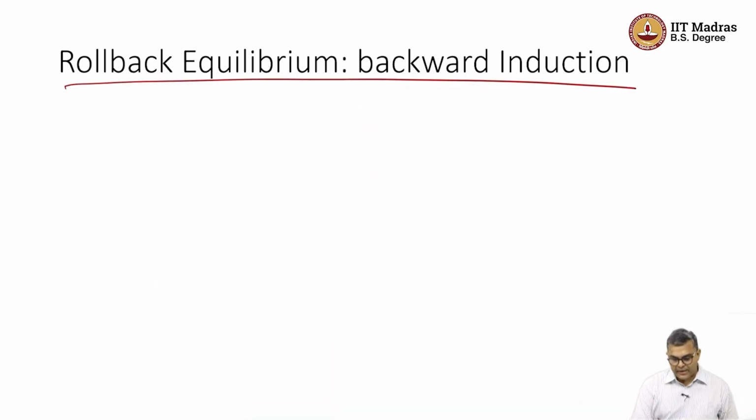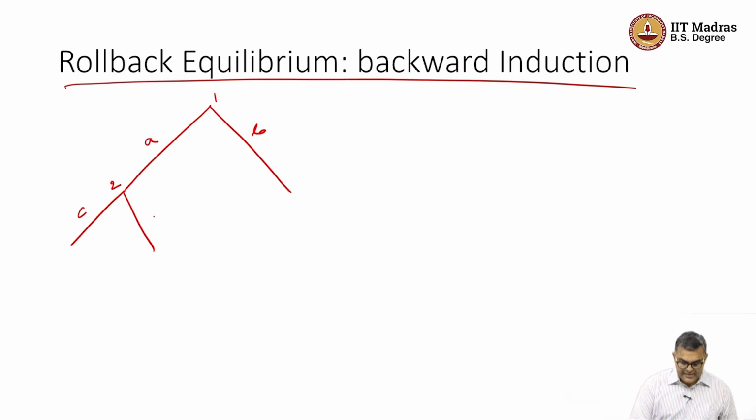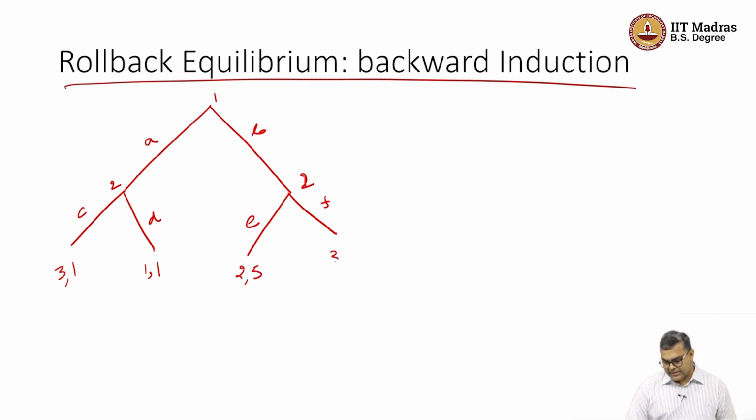So, let us take another example to understand the backward induction and the equilibrium that we have been obtaining, which we can call backward induction equilibrium or rollback equilibrium. Let us say that there is a player 1 who decides either to play A or B. If he decides to play A, player 2 decides to play C or D, and if player 1 decides to play B, then player 2 gets to play, and player 2 can play either E or F. And here are the payoffs: 3 comma 1, 1 comma 1, 2 comma 5, 3 comma 4.